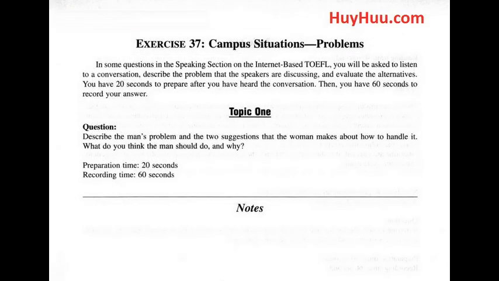Exercise 37, Topic 1. Listen to a short conversation, then listen for a question about it. After you hear the question, you have 20 seconds to prepare and 60 seconds to record your answer. Now listen to a conversation between two students.